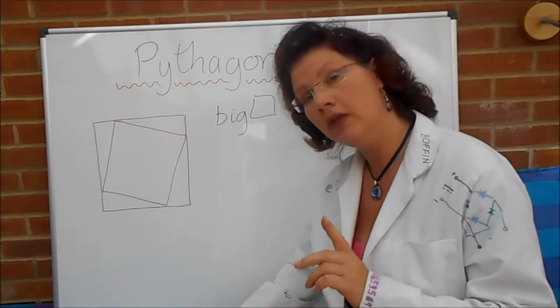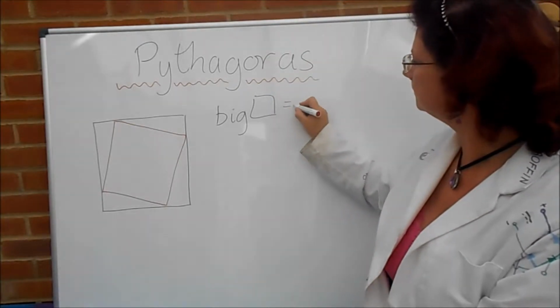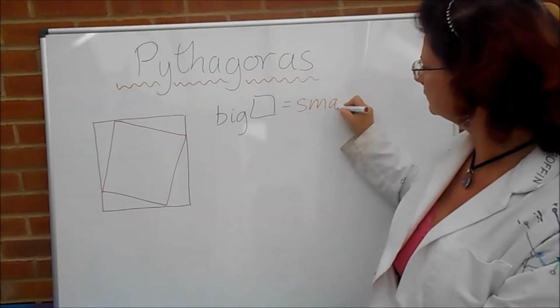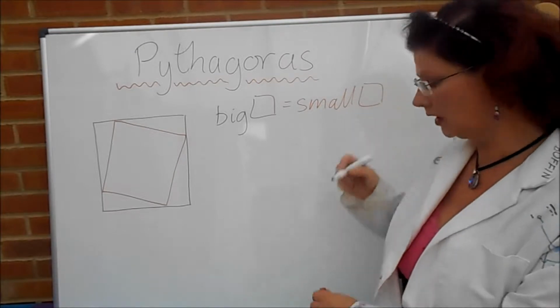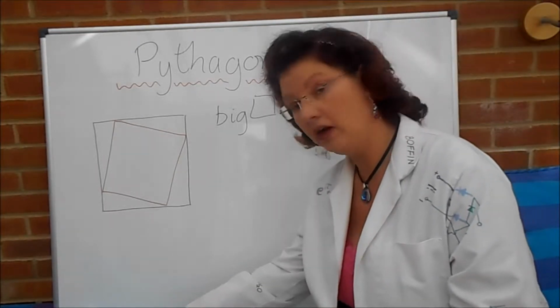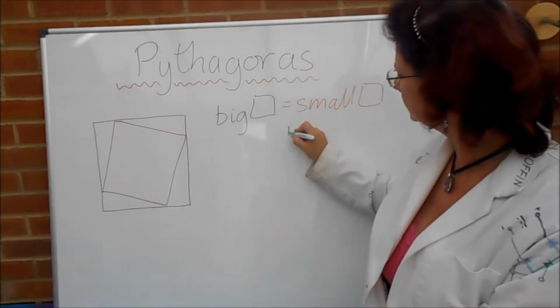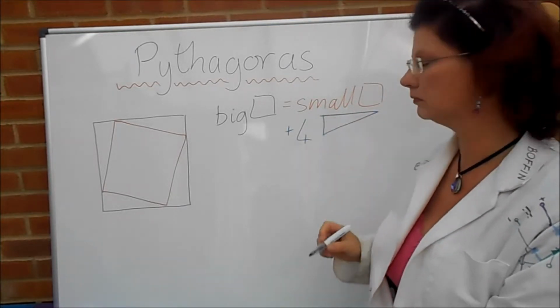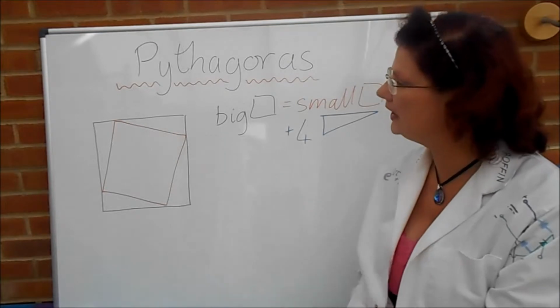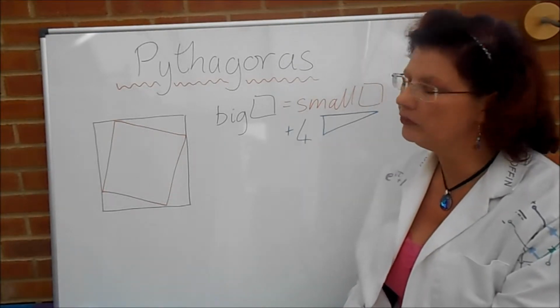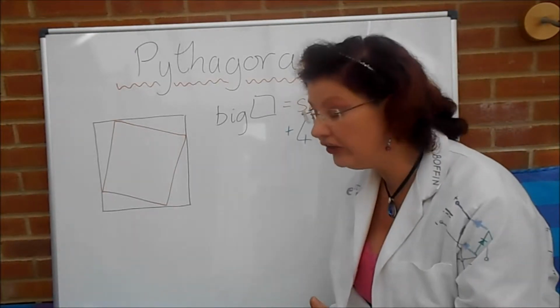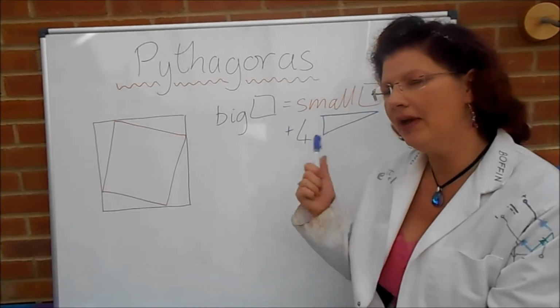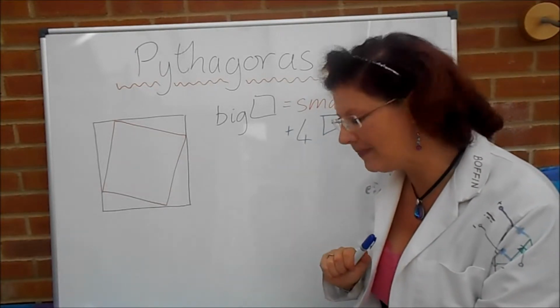is made from the small square plus 4 of the triangles. Which is quite true. Big square equals a little square plus 4 triangles. Now you might not think that's particularly earth-shattering, but if you write that in maths, something magic happens.